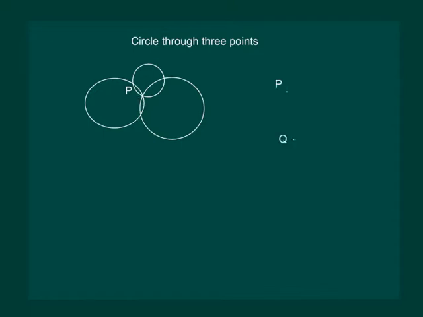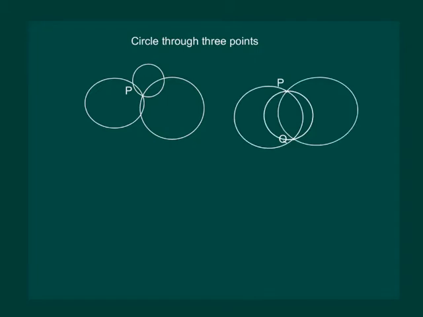Now suppose we take 2 points P and Q and see how many circles can be drawn. Again, there can be infinitely many circles that can be drawn through 2 points. Now let us take 3 non-collinear points P, Q and R. That means they should not lie on the same line. And try to draw the circles passing through all the 3 points.